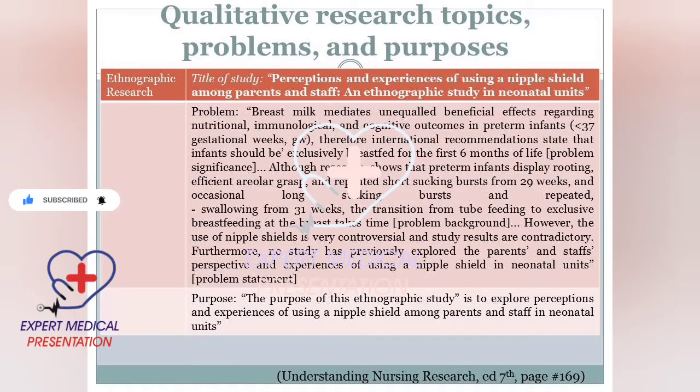Problem significance: although research shows that preterm infants display rooting, efficient areolar grasp, and repeated short sucking bursts from 29 weeks, and occasional long sucking bursts and repeated swallowing from 31 weeks, the transition from tube feeding to exclusive breastfeeding at the breast takes time. Problem background: however, the use of nipple shields is very controversial and study results are contradictory. Furthermore, no study has previously explored the parents' and staff's perspective and experiences of using a nipple shield in neonatal units. Problem statement. Purpose: the purpose of this ethnographic study is to explore perceptions and experiences of using a nipple shield among parents and staff in neonatal units.